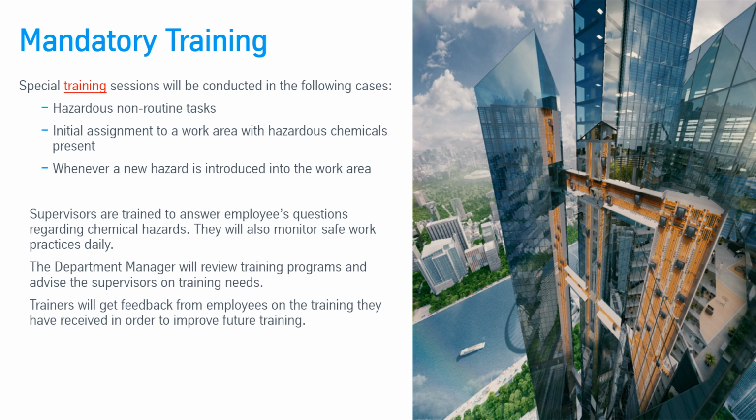Mandatory training. Special training sessions will be conducted in the following cases: hazardous non-routine tasks, initial assignment to a work area with hazardous chemicals present, whenever a new hazard is introduced into the work area. Supervisors are trained to answer employees' questions regarding chemical hazards. They will also monitor safe work practices daily. The department manager will review training programs and advise the supervisors on training needs. Trainers will get feedback from employees on the training they have received in order to improve future training.